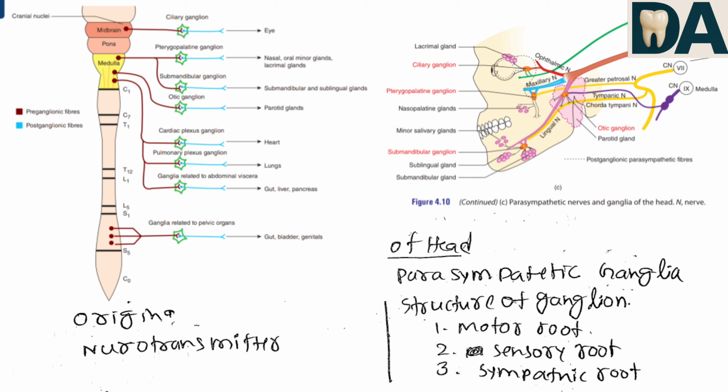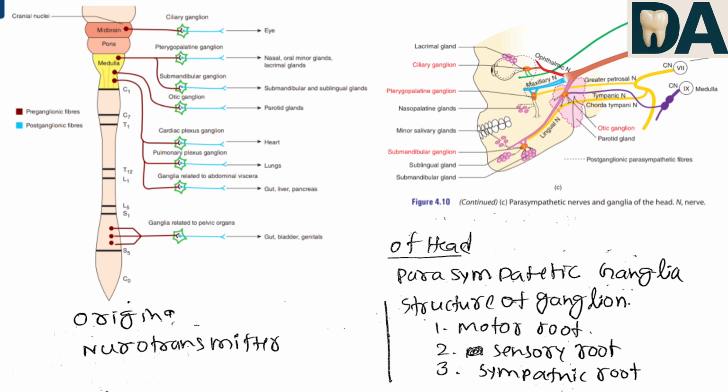Sensory root. The sensory root carries general sensory fibers. Those fibers do not synapse in the ganglion. Sympathetic root. This carries postsynaptic sympathetic fibers. Those fibers also pass through the ganglion without synapsing. Some ganglia also carry special sensory fibers that transmit the taste sensation.